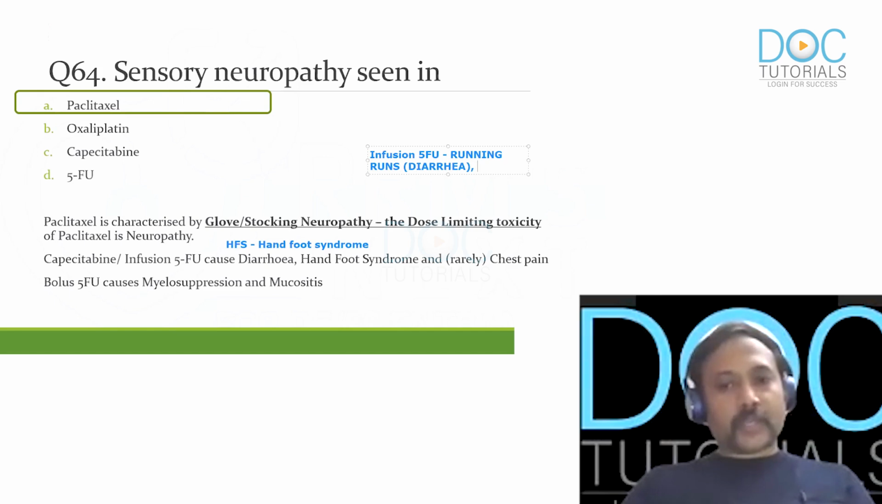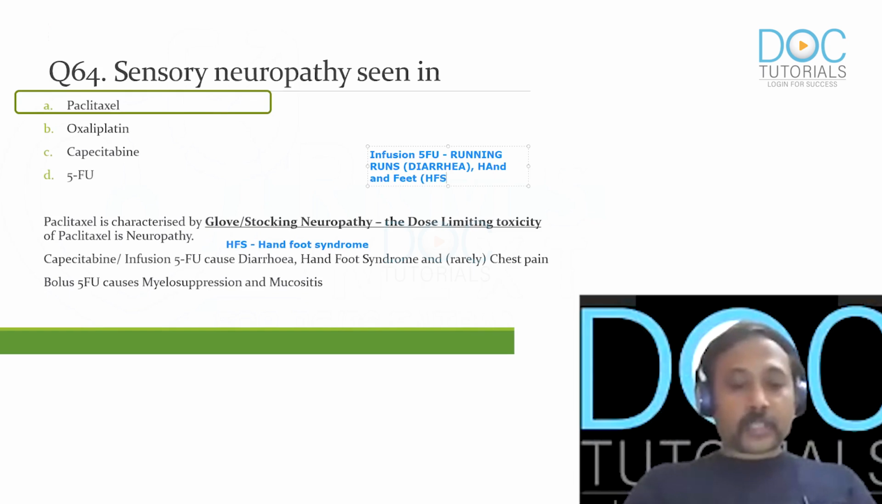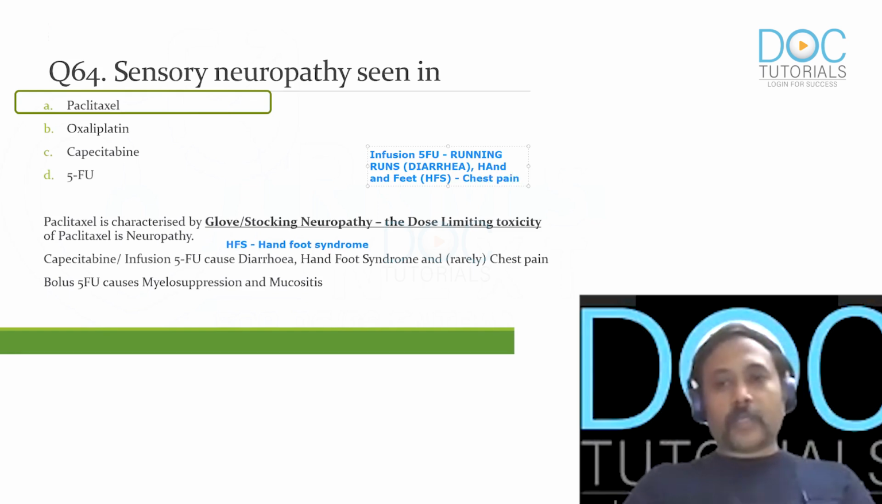The next thing is, whenever you are running, you will use your hands and feet. So you will get the hand-foot syndrome. And when you are running hard like that, you may get your chest pain or your myocarditis. So these are the three things which are common with infusion 5FU. Okay, the question was: a patient treated with CRC comes with neuropathy.